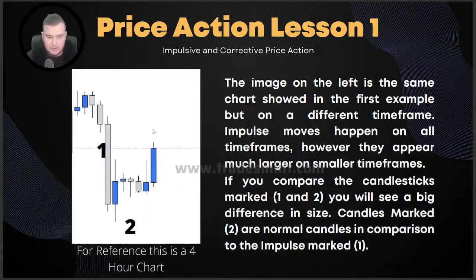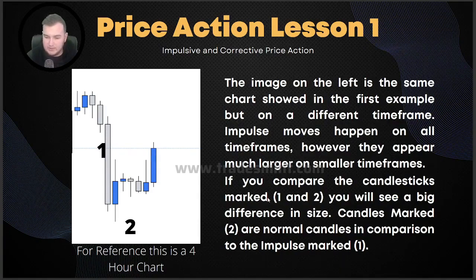So if we look at this, it is the same impulse move but on a 4-hour chart. You can see that the movement is still relatively big compared to the other candles. So this is how price moved over 4 hours, and 4 hours consist of many 15-minute candles, right? So it just shows the impulse in there.